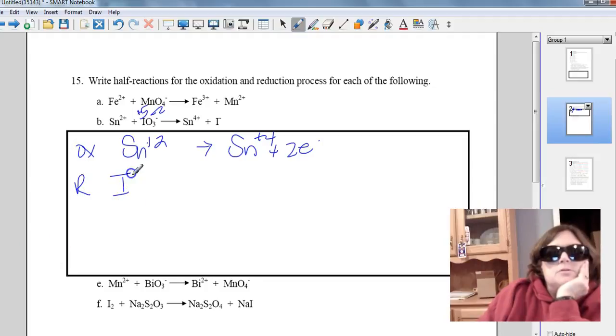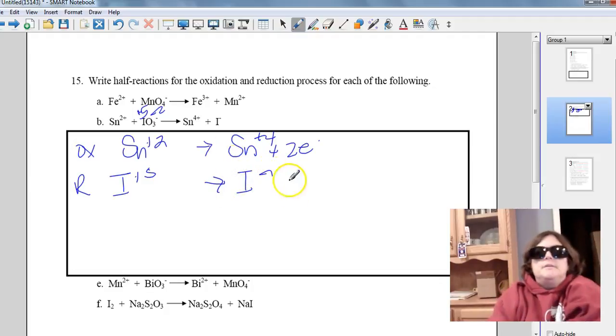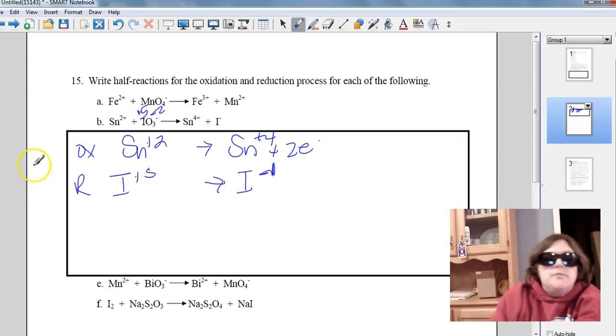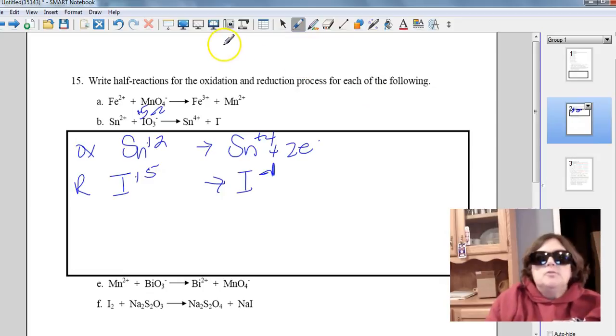Iodine is being reduced, plus 5 to a negative 1. Now, this can trip you up, because plus 5 to negative 1, you're going to want to say that's a change of 4. But if we drew a number line, negative 1, 0, 1, 2, 3, 4, 5, we have a change of 1, 2, 3, 4, 5, 6.